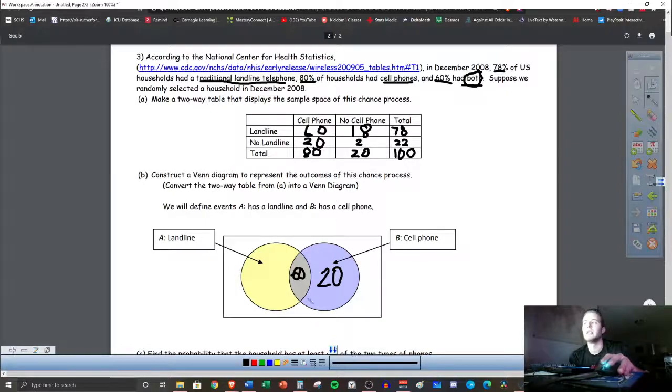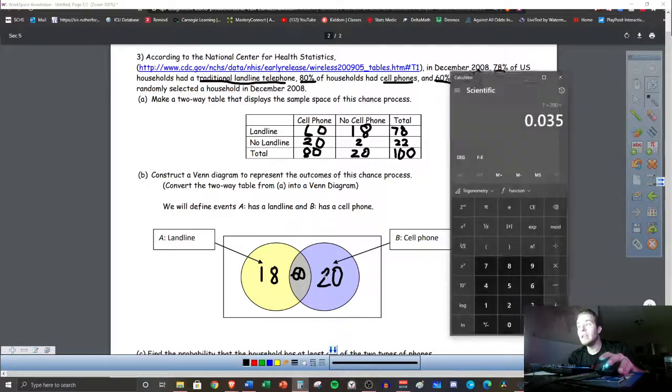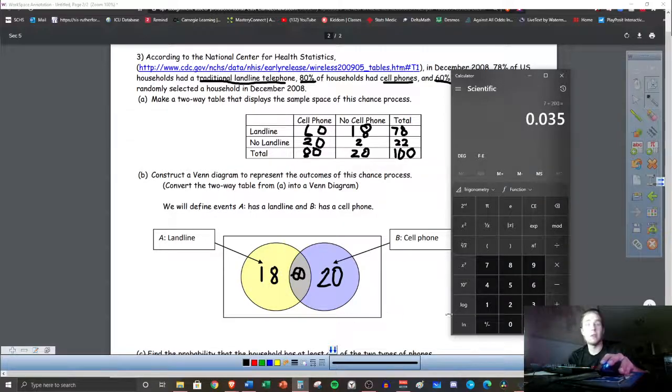Hopefully that makes sense. For the yellow over here, we have landline, but no cell phone. So how many people have a landline but no cell phone? Well, that's 18%. And you'll notice that the 60 and the 18 add up to 78. Now we need this entire sample space to add up to 100%. So we have 20 plus 60 plus 18. So we're not at 100% yet. We still have to deal with this 2.